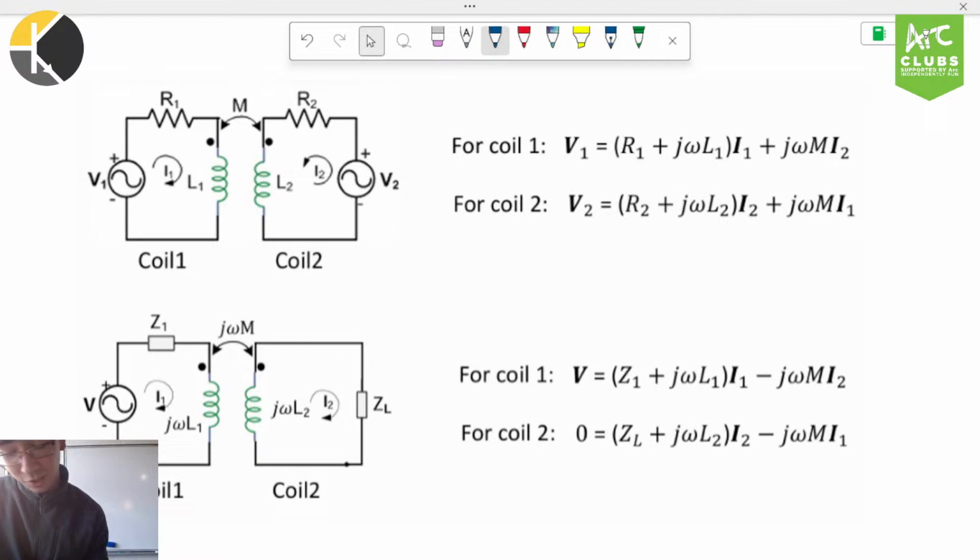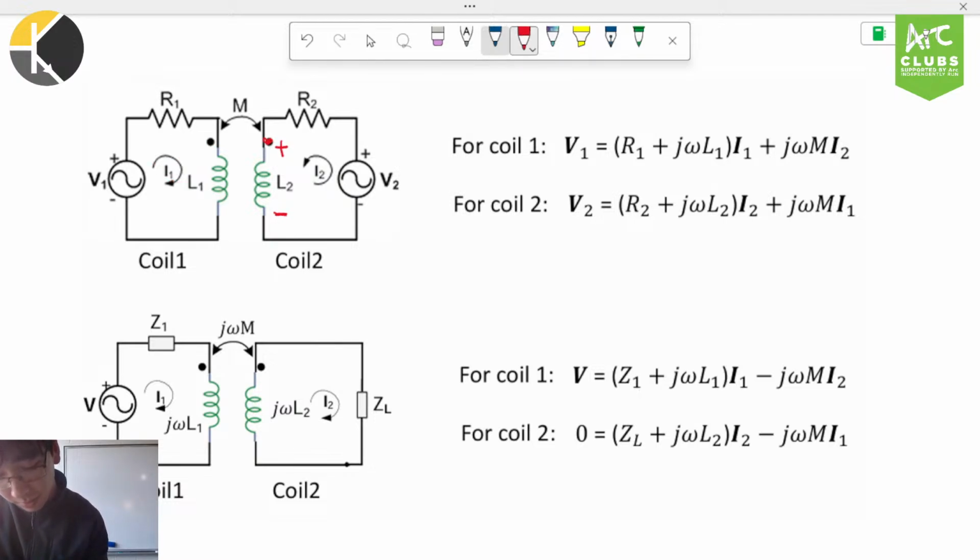Cool. So the first thing that I want to note is where these dots are, because that represents the polarity of your mutual inductance. Then I'm going to look at which way this current is flowing. We see I1 is flowing clockwise, and it will flow into the dotted terminal of this first coil. So if it's flowing into the dotted terminal of the first coil, that means on the other side we're going to have a positive terminal at the dotted coil and a negative on the other side.